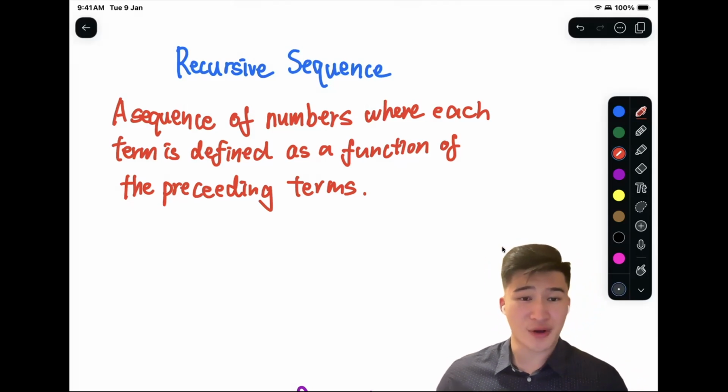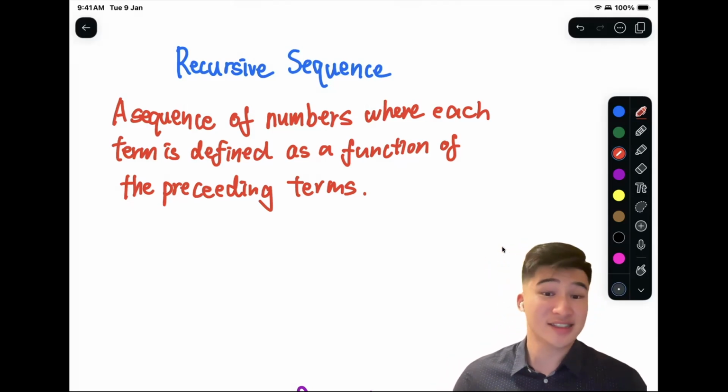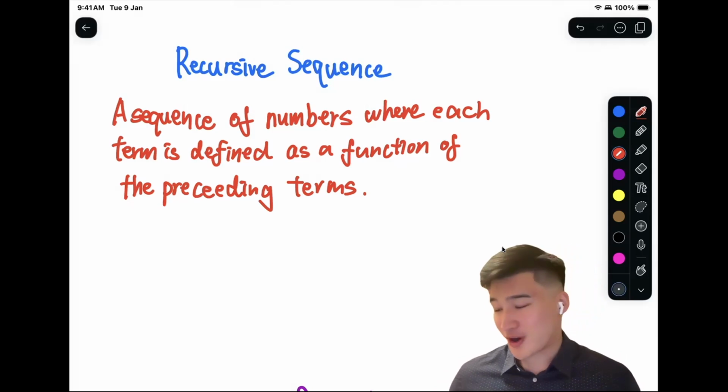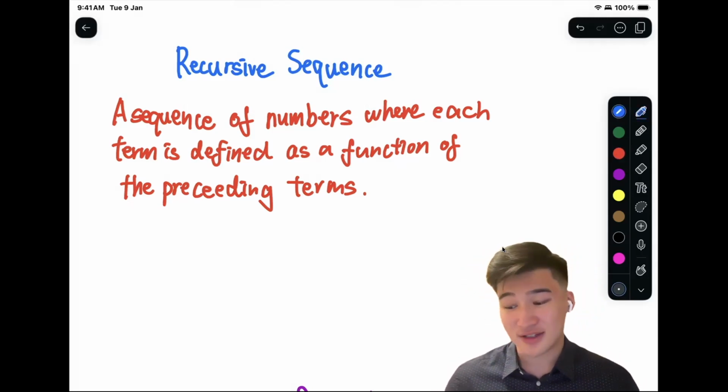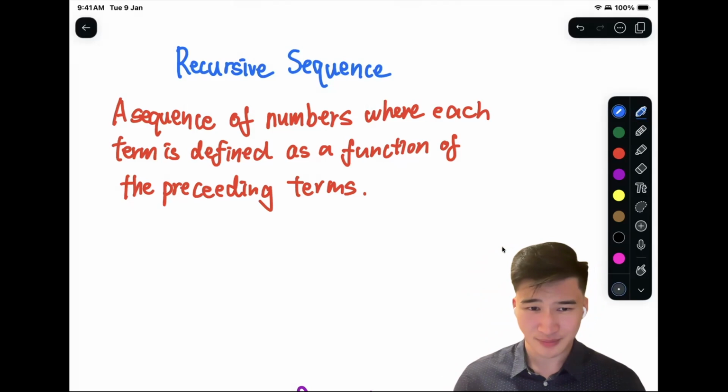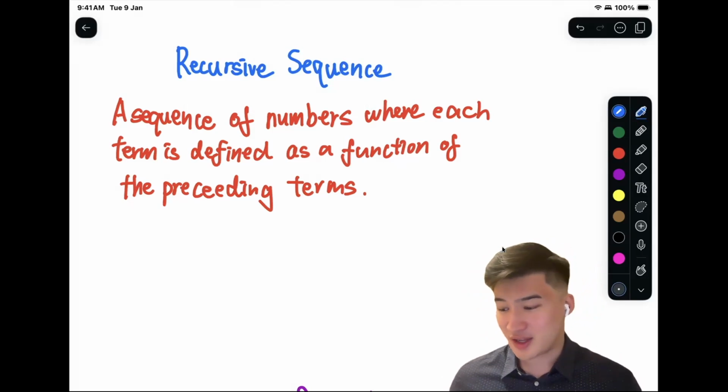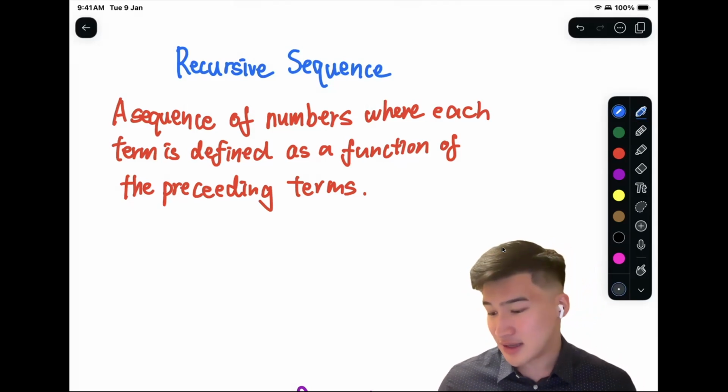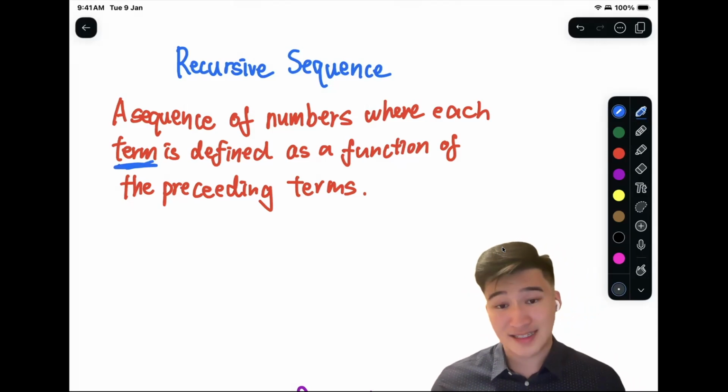As you can see here, a recursive sequence is basically a sequence of numbers where each term is defined as a function of the preceding terms. Now, it seems like there's a lot of work here, so let me quickly dissect this. A sequence of numbers where each term is defined as a function of the preceding terms.